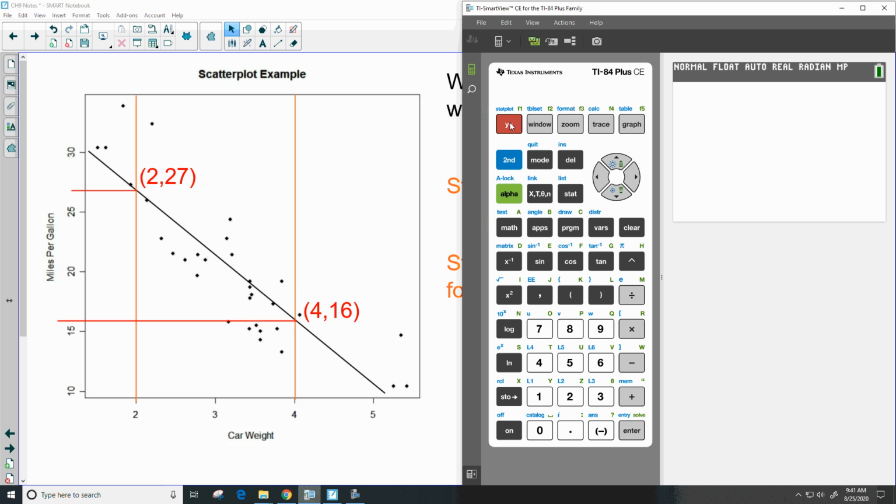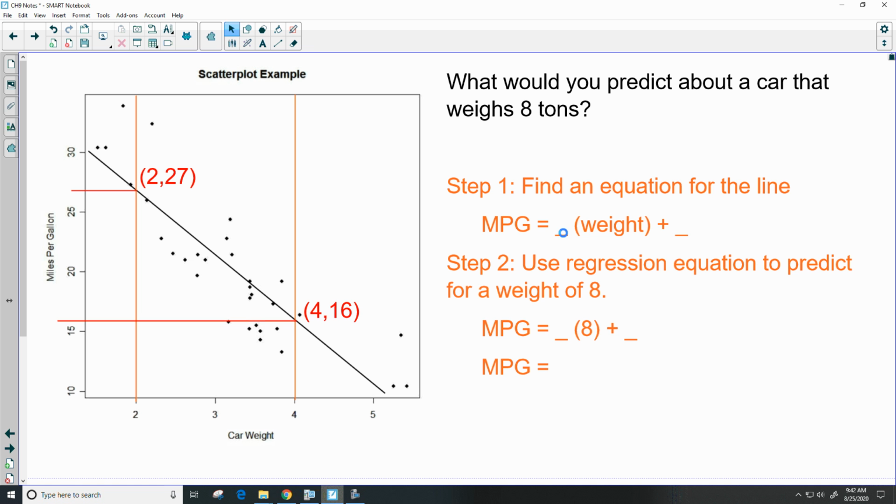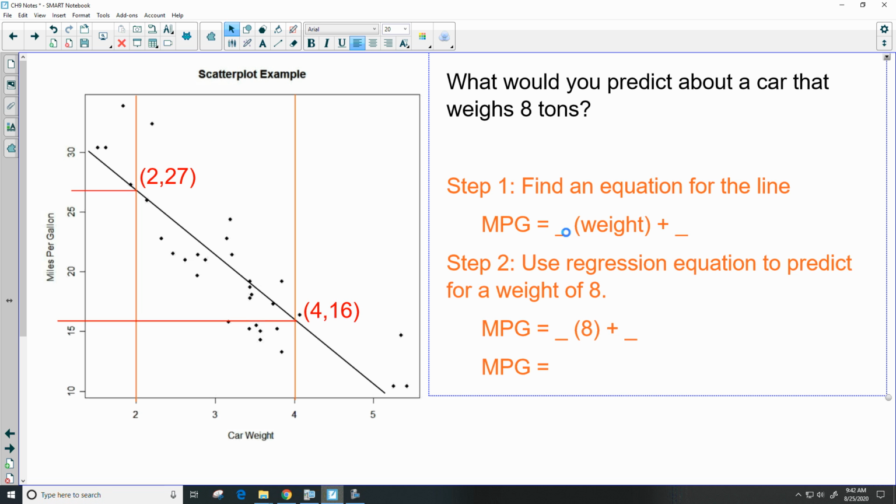To find the equation of the line of fit, I need to find the slope. So the change in y, 27 minus 16, is on top, and the change in x, 2 minus 4, is on bottom. So negative 11 over 2, which, negative 11 divided by 2, I'll turn that into a decimal, is negative 5.5. So that means the slope is negative 5.5.